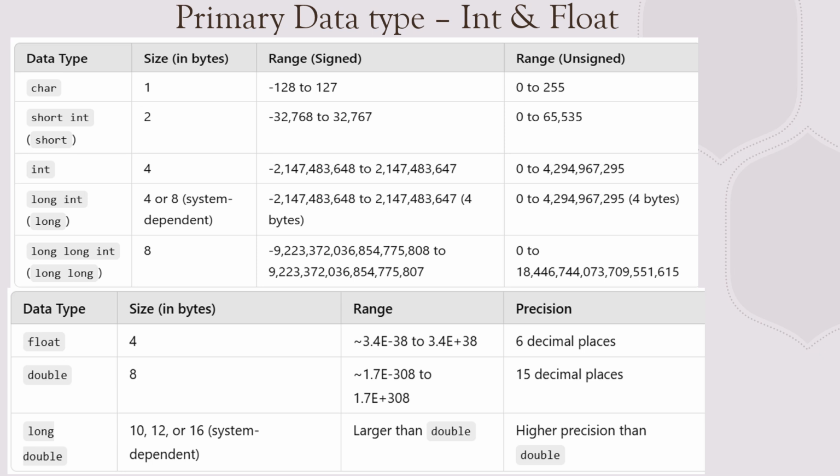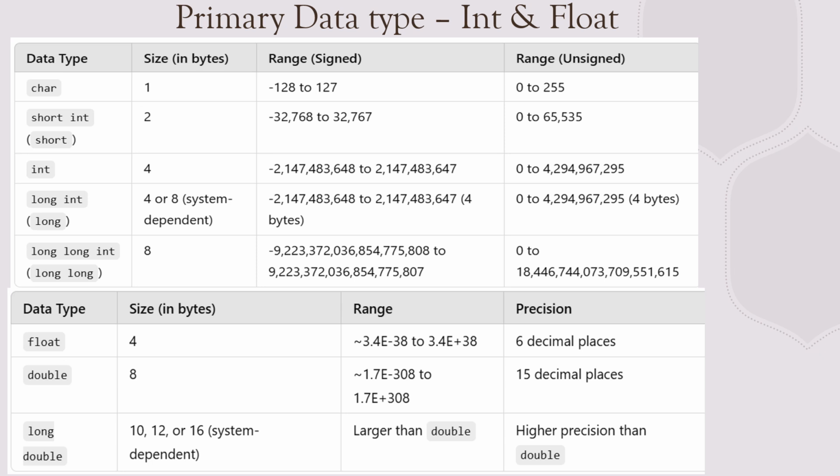So when you look into the primary data types, you have different types like character. This character is of 1 byte size. So 1 byte is 2 power 8. So if it is a signed character, the range is between -128 to 127. But if it is an unsigned character, it goes from 0 to 255.